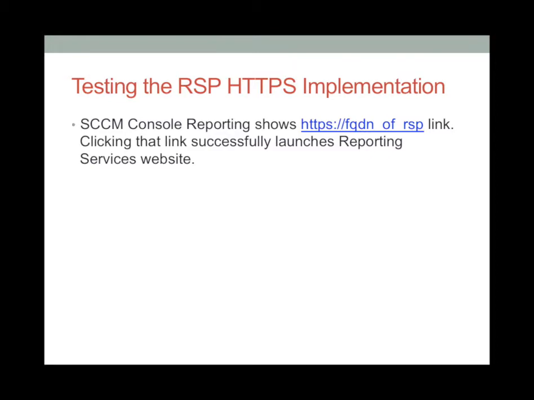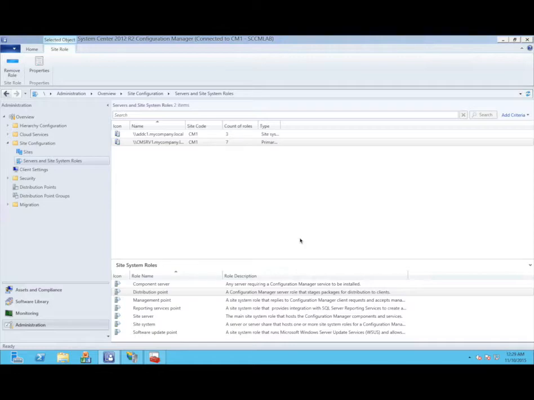How to test the reporting services point HTTPS implementation? In both the configuration manager console reporting and the Reporting Services Configuration Manager, it should show the FQDN of the reporting services point. Just click on that link, and that link should successfully launch the reporting services website.